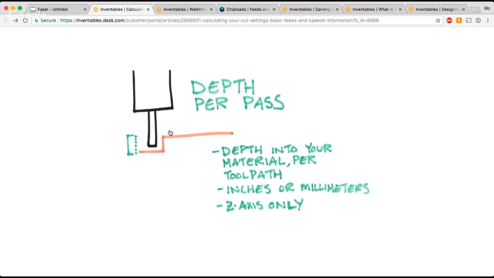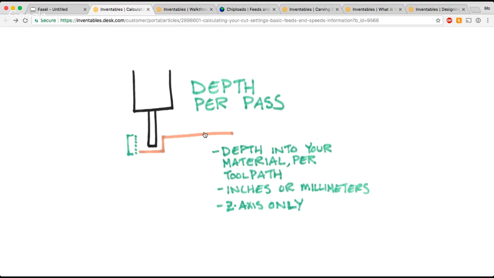The next thing we're going to talk about is depth per pass. Depth per pass only impacts your Z axis, not your X and Y. The depth per pass indicates how deeply your bit goes into your material every time it starts a new tool path. So you can see in this illustration, this is the depth per pass. This is how deeply the bit went into the material for this tool path. Now, this same distance would then go down here and down here, etc.